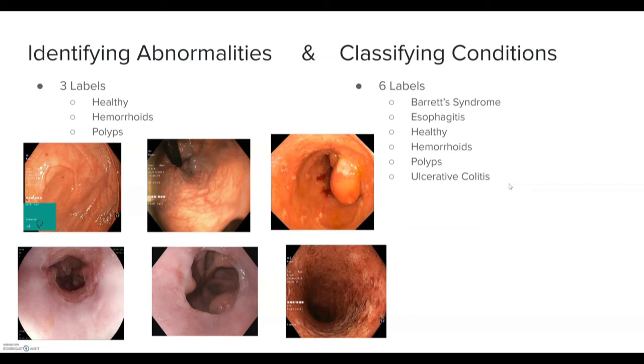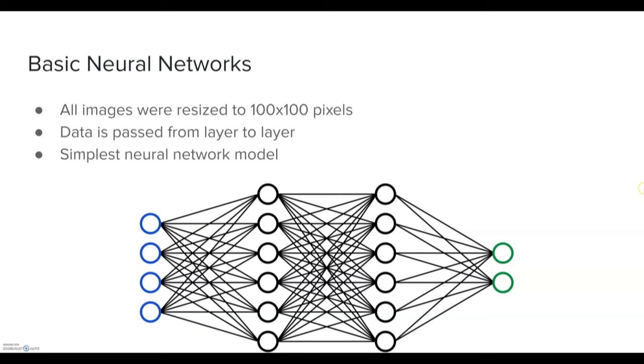These images on the left, there are 6 of them, and each one of them corresponds to a different label that the conditions model will classify an image as. The first models that were used for GastroScan were simply basic neural networks, in which all images were resized to 100 by 100 pixels, and then the data from each of the pixels within that image was passed from layer to layer until it got to the end and produced a prediction.